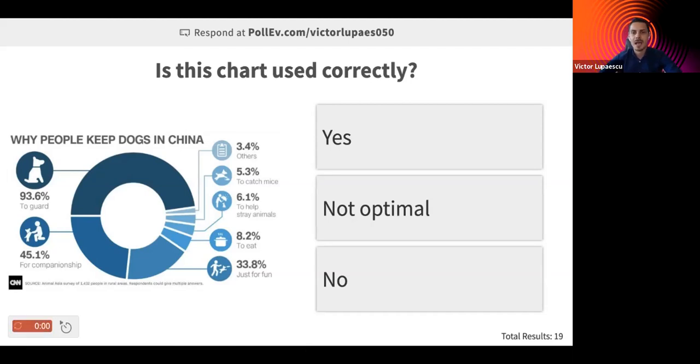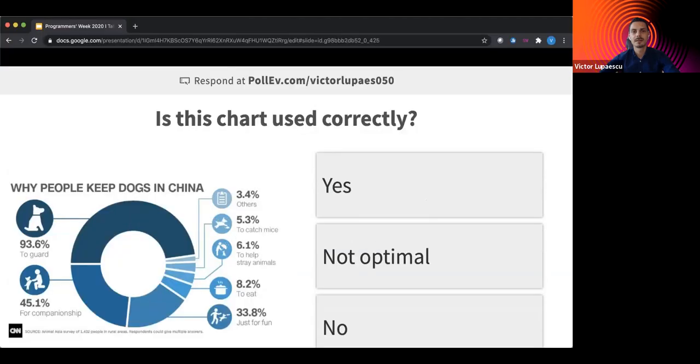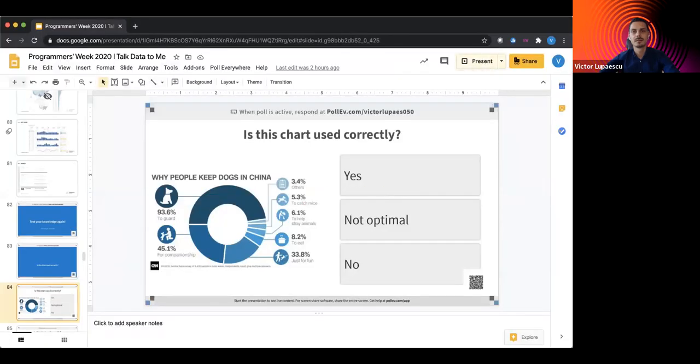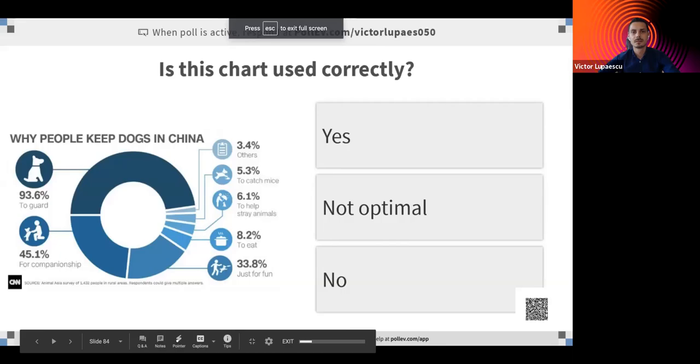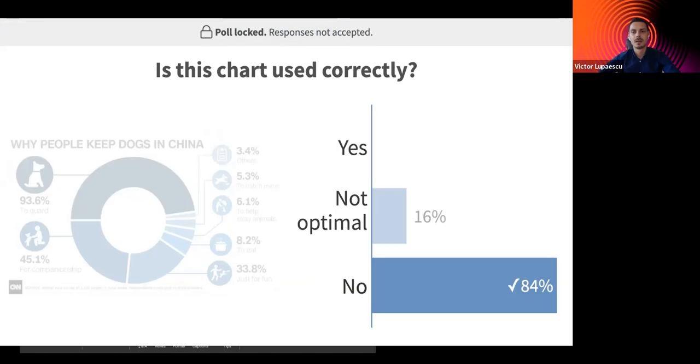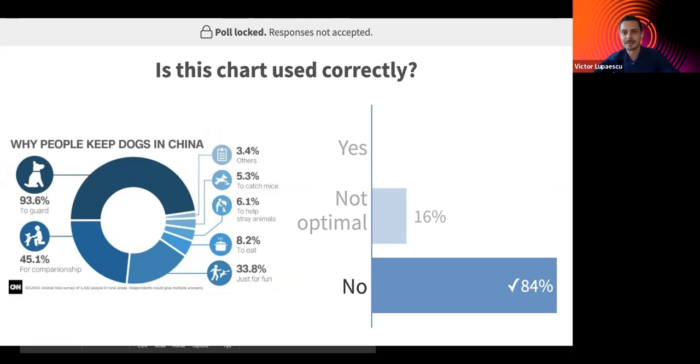Okay, time's up. Before looking at your results, I don't know how many of you have seen that 8.2% represents 2.8. This is really bad. Okay, so let's look at the results. Hopefully it will work. Give me a second. Okay, 84% of you have said no, which is the correct answer. Excellent.